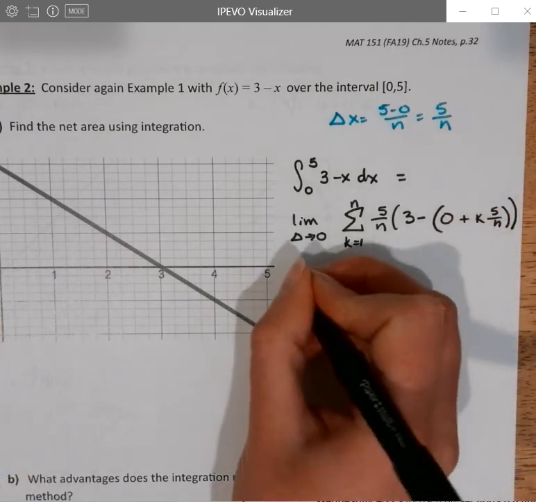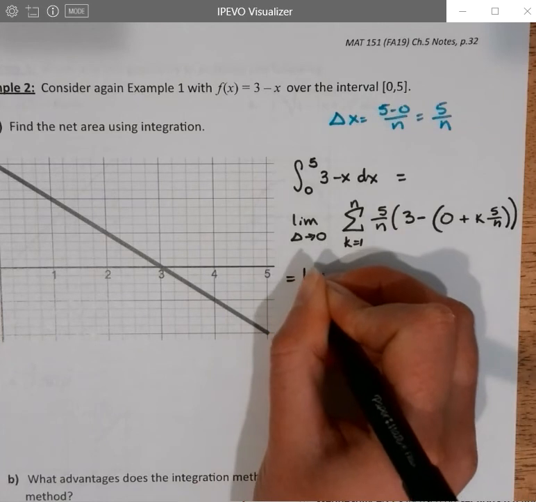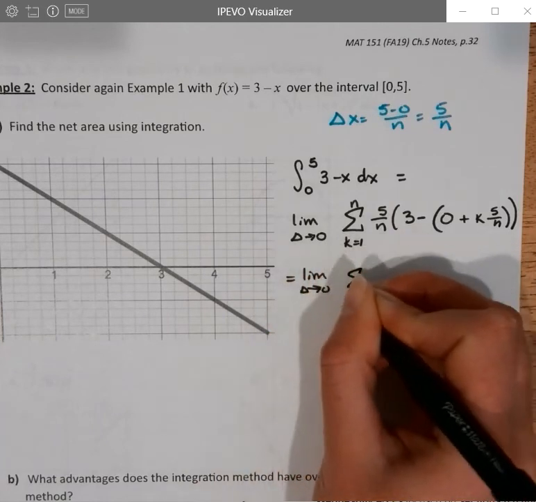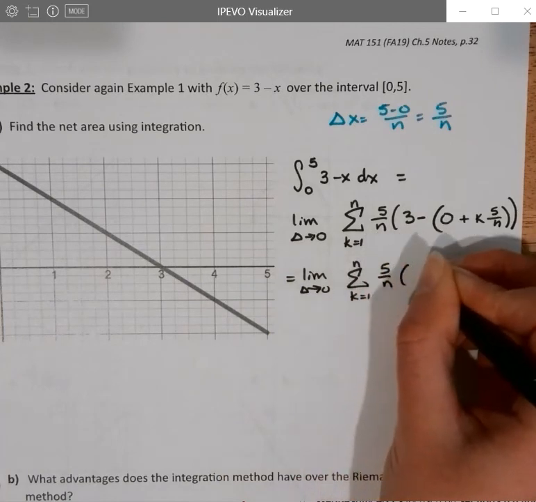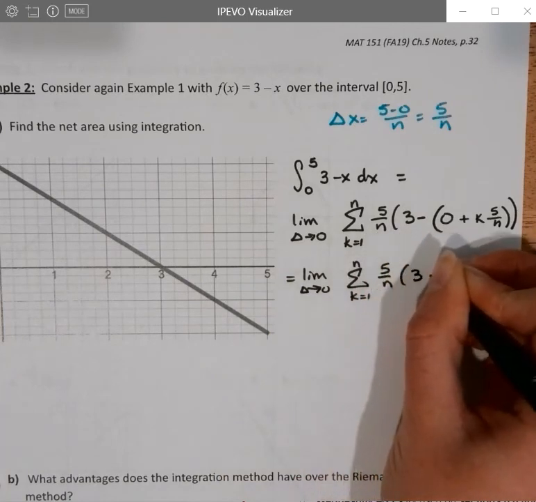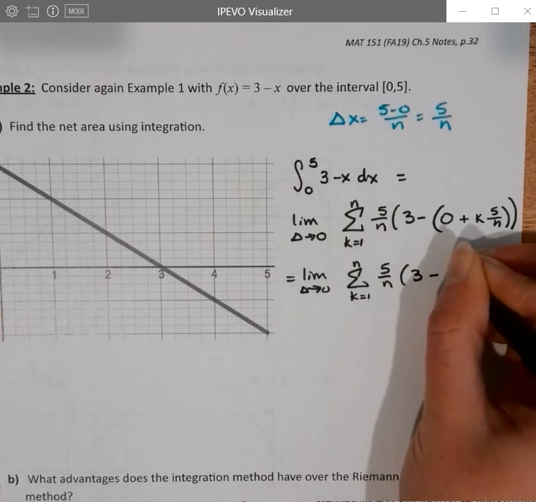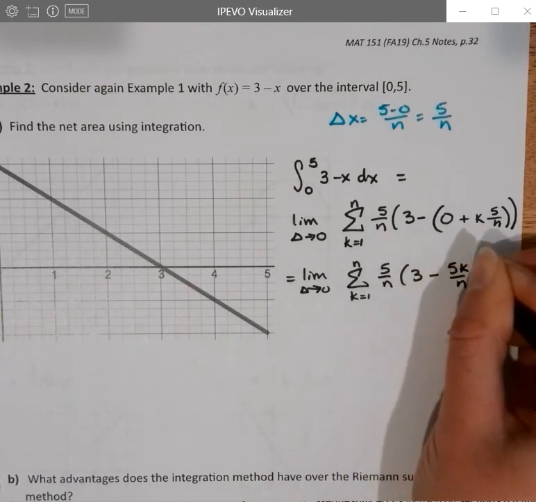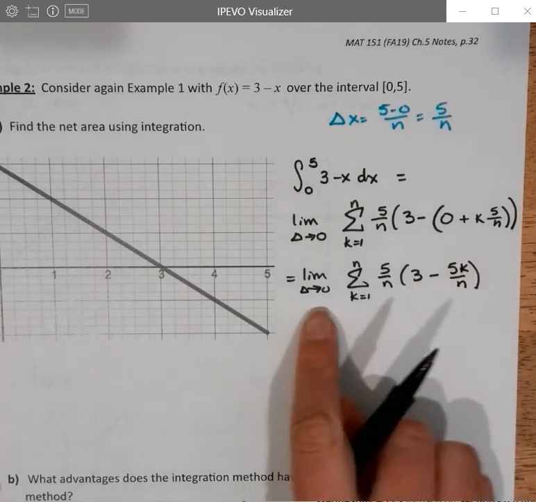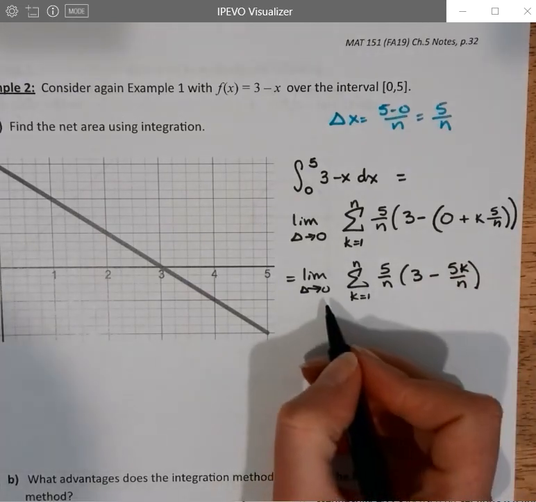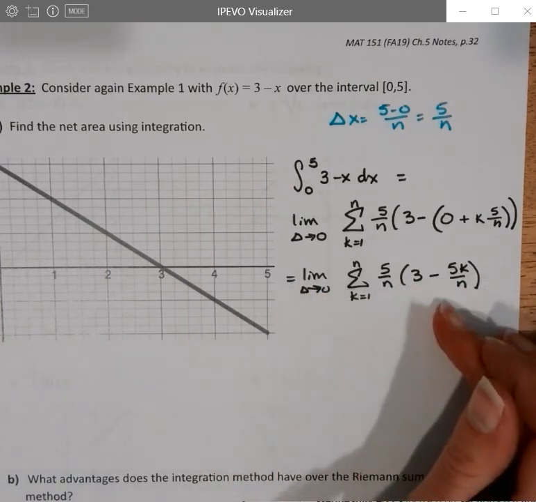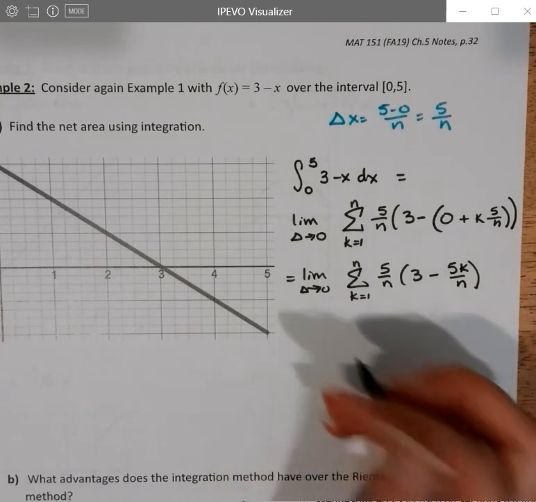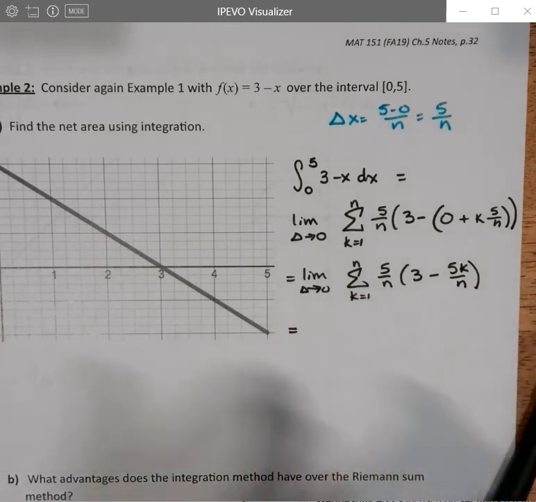Okay. So to simplify this, we're looking at that limit as that change goes to 0 of the sum k equals 1 to n of 5 over n times 3 minus 5k over n. Now, instead of actually doing a limit, because if I had a limit, I would need to figure out this sum analytically, I'm going to do the limit numerically. If I do the limit numerically, I'm just going to pick bigger and bigger values of n, which are going to force that change to become small.